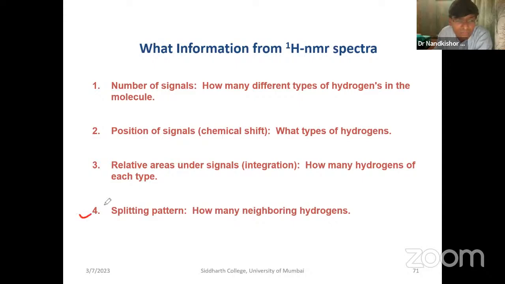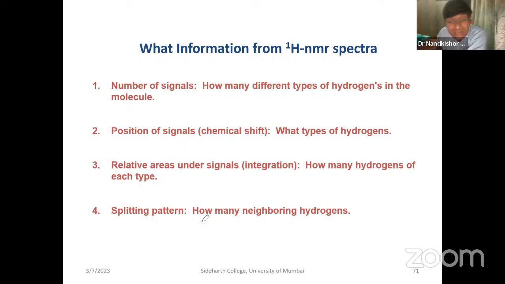The fourth and most important information you get from the NMR spectrum is the splitting pattern. In the case of low resolution spectra, you will get a single signal, meaning a single line. But in high resolution, splitting will occur, and you will get exact information about the neighboring groups. So if we have a CH3 group and it is a triplet, that means it is nearby 2 protons.